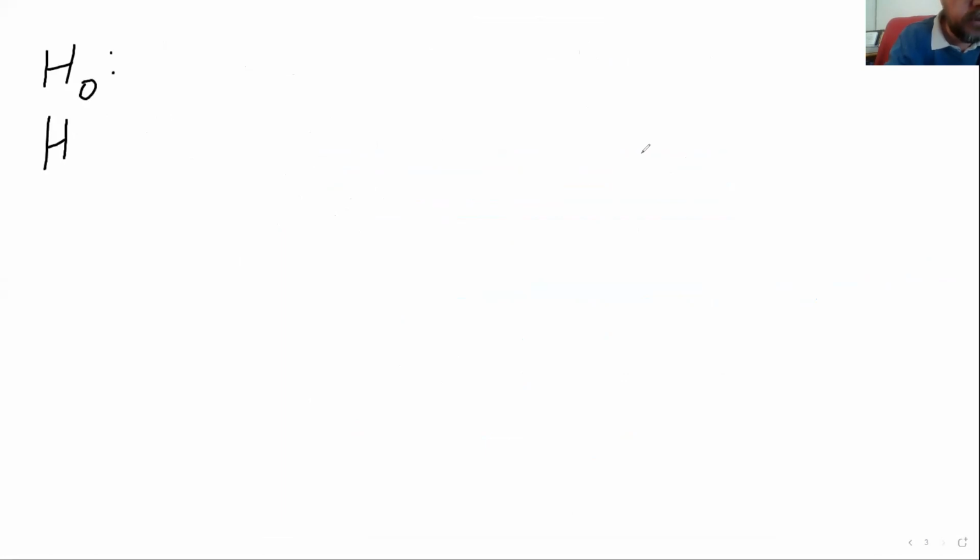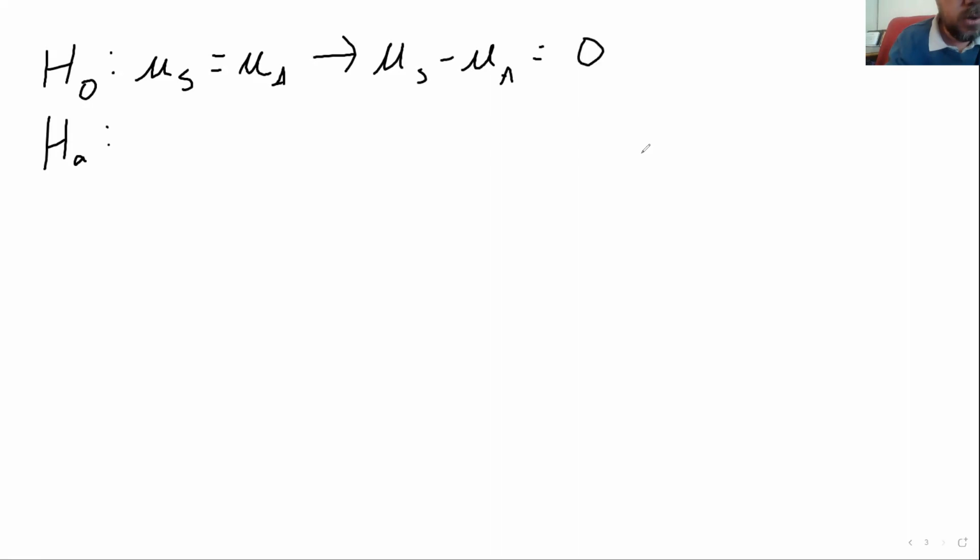and my alternative hypothesis. Null hypothesis is that mu sub s and mu sub a are equal, which is to say that their difference, mu sub s minus mu sub a, is equal to 0. And then the alternative, mu sub s, is different than mu sub a.